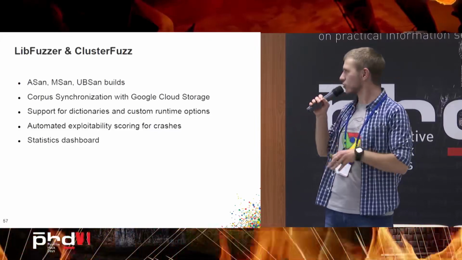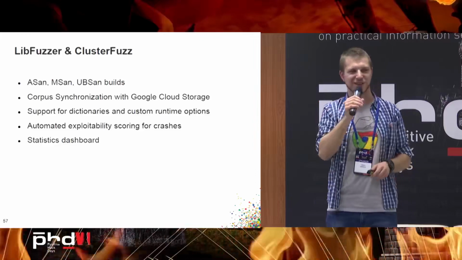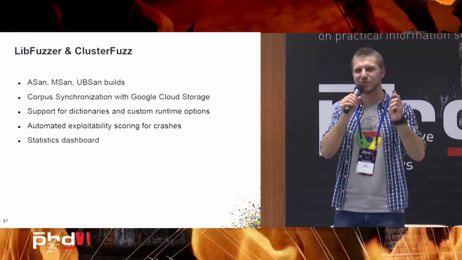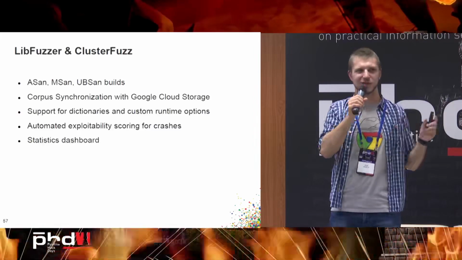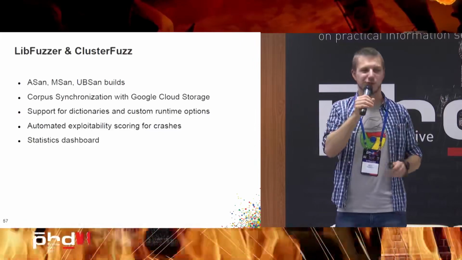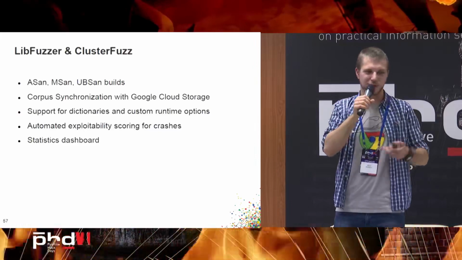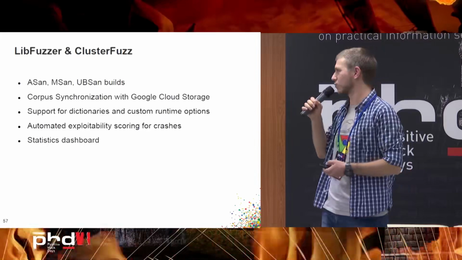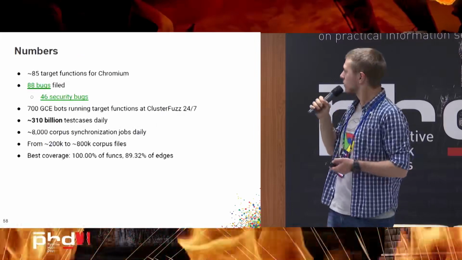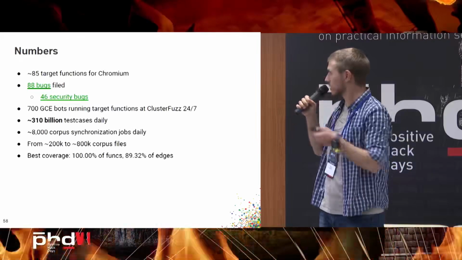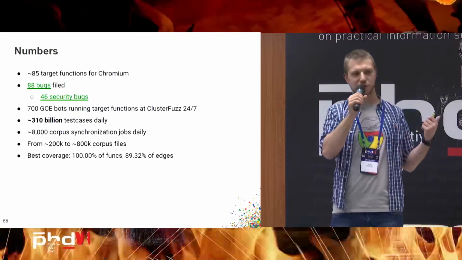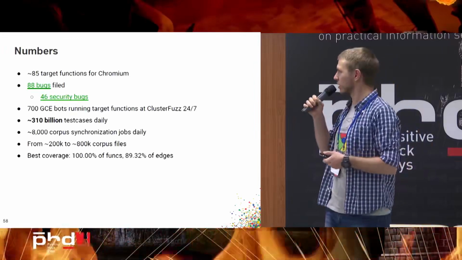They also added a crash scariness ratio, or a score, to AddressSanitizer. So you can fuzz it, and you can also set priorities based on the scariness score. We have about 85 target functions. For Chromium, we found 88 bugs, 46 of them security ones.